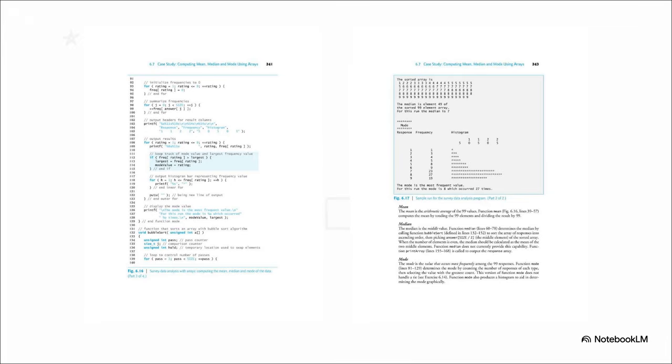If the current frequency we are looking at is greater than our tracked largest, we update both of those variables. Then, for the really cool visual part, the inner loop starting on line 118 prints asterisks to represent that frequency value, building a clear histogram. When we look at the program's output, the longest bar of asterisks is for the rating 8, which occurred 27 times, so our mode is firmly 8.